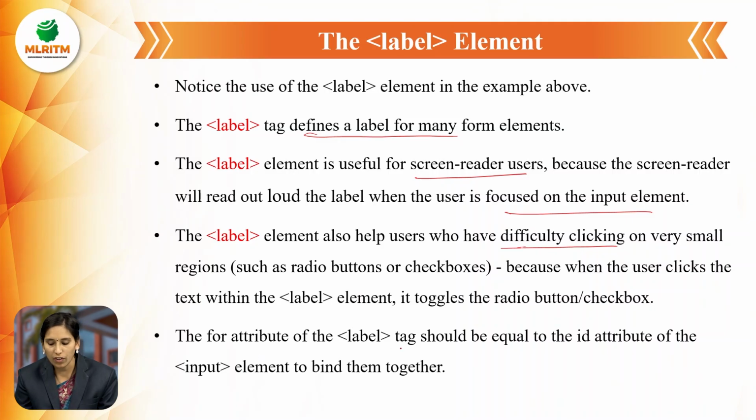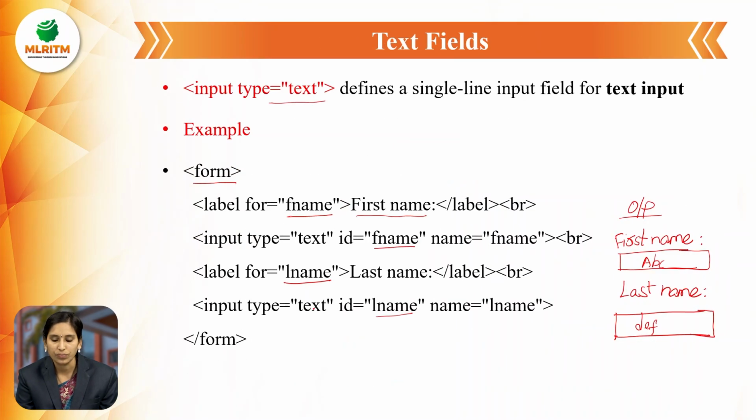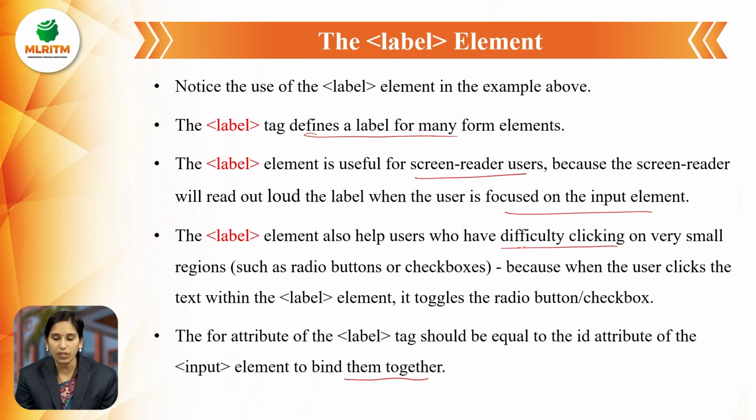Next, the for attribute of the label tag should be equal to the ID attribute of the input tag, so both can be bound together. The label tag's for and the ID in the input tag must be given the same name. In the previous example we saw this: the label name is F name, and in the input field the ID is also the same, F name. So both are the same. This is how the label element is used with an input field.